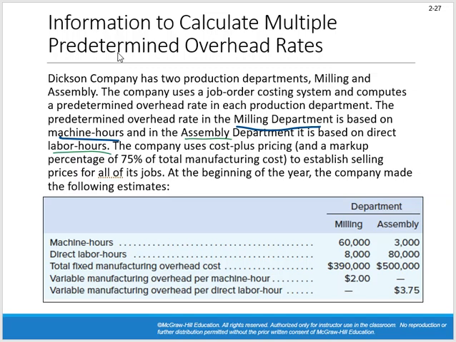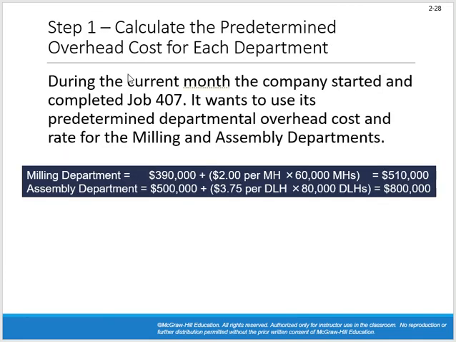At the beginning of the year, the company made the following estimates. Okay, so we've got all this data. We've got machine hours for milling and assembly, direct labor hours for milling and assembly. We have our total fixed MOH, and then we have our variable manufacturing overhead per machine hour, variable MOH per direct labor hour. So what we want to do is figure out our predetermined overhead rates by department. So let's see how to do that.